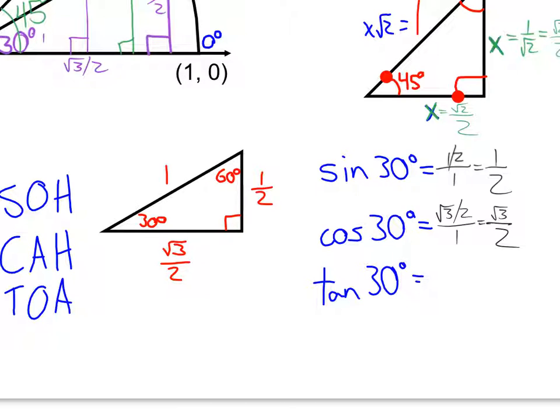Opposite over adjacent. So in this case, what does that equal? It's 1/2 over root 3 over 2. I cancel that out. It's 1 over root 3, which you guys are right, is root 3 over 3.